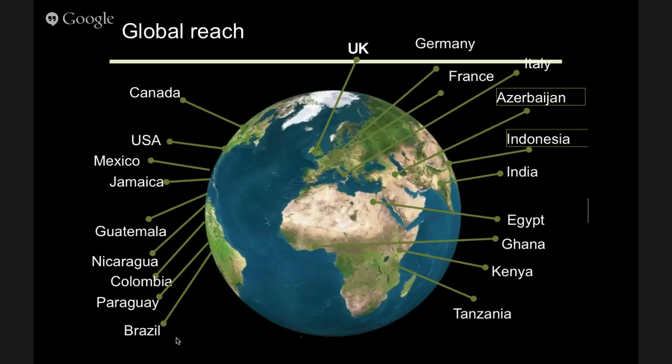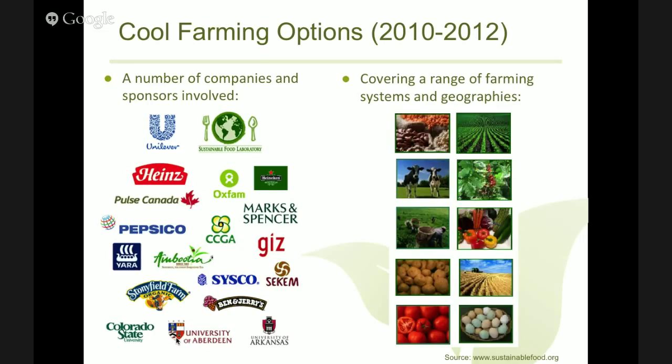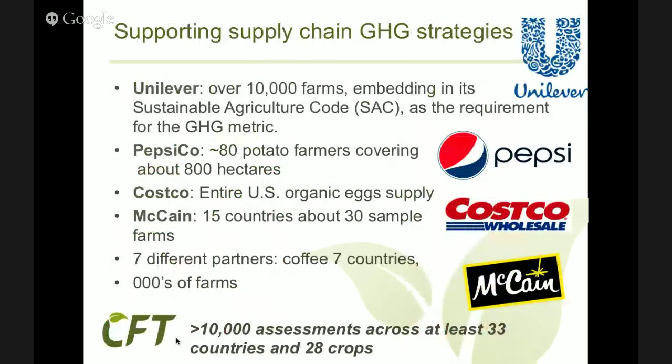So the tool's been used all over the world in lots of different crops by lots of different people. It started in 2010 with a project called Cool Farming Options. These are some of the highlights. Unilever is using it globally, and this is their fourth year now. Last year they collected something like 6,000 reports, but it's going through quite a step change because they had been asking suppliers, and now they're asking their suppliers to ask their farmers for the Cool Farm Tool results. So it's going to be up in the tens of thousands pretty quick.